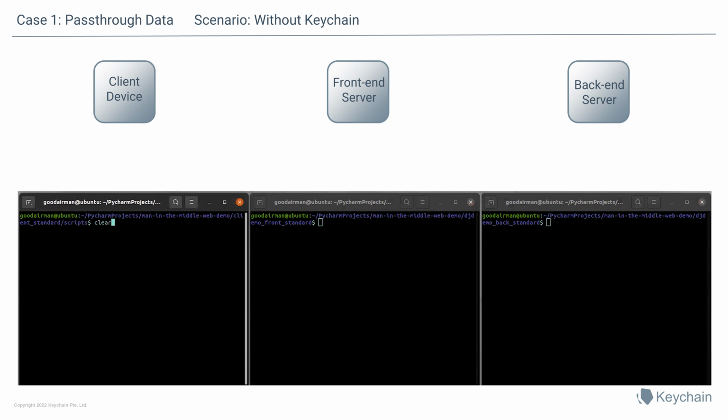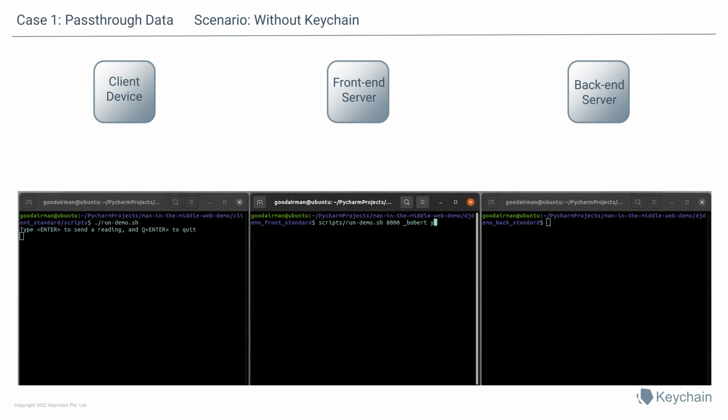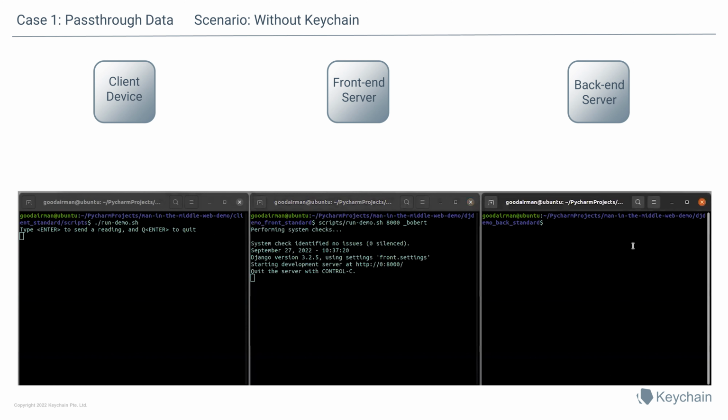So to start the client without Keychain, we run this command. To start the front-end server without Keychain, we run this command without the extra parameter of Y, because that means that we want to run with Keychain if we have a Y here. Otherwise, that means run without Keychain. And when running without Keychain, we want to make sure that we're running on port 8000. And let's go ahead and start that, and then we'll start the backend server in a similar way. In this case, it's running on port 8001.